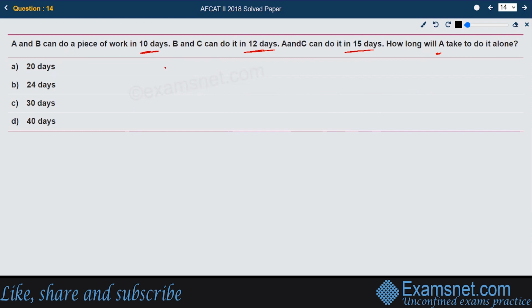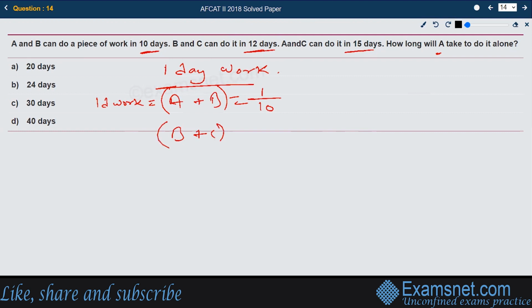We use the concept of 1 day work. So A plus B combinedly do the work in 10 days. So combined 1 day work of A plus B is going to be 1 by 10. Similarly, combined 1 day work of B plus C is going to be, as they do it in 12 days, 1 by 12. And similarly, combined 1 day work of C plus A, as they do it in 15 days, is going to be 1 by 15.